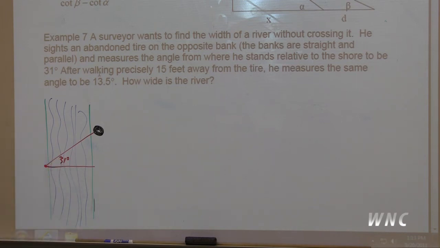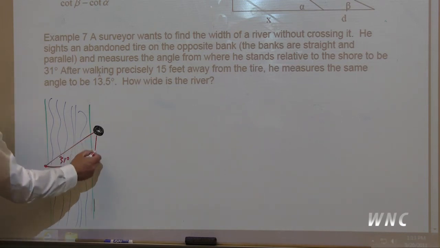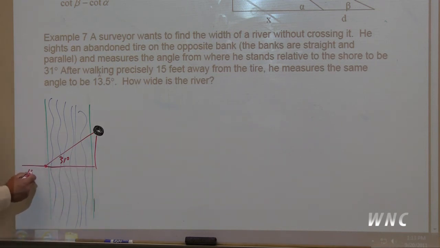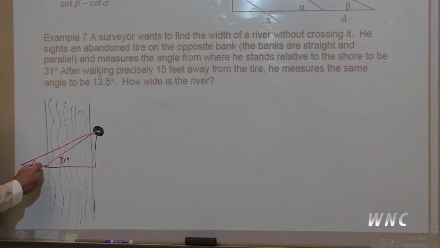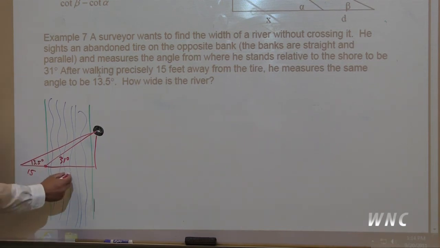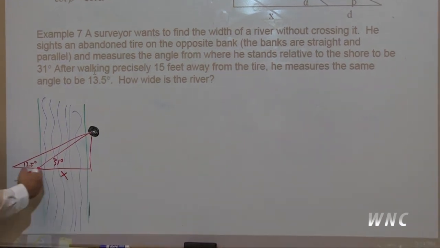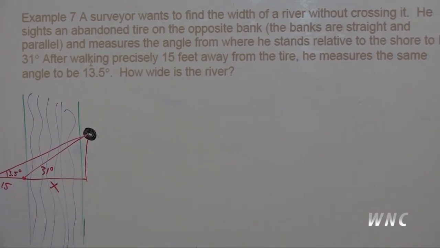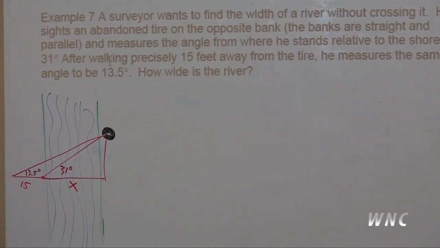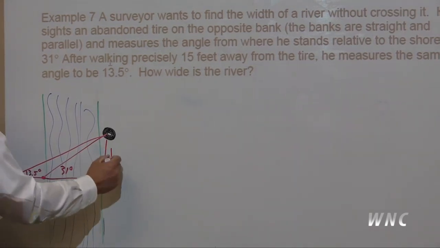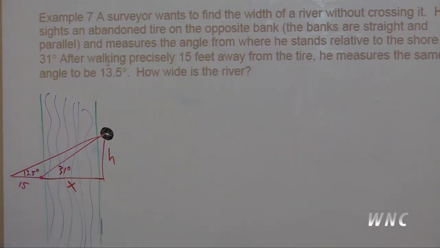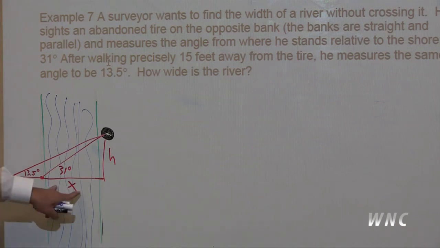Then he walks away 15 feet, and he sights it in again, the angle of that tire. And this angle comes out to be 13.5 degrees. And this is x, the distance across the river. We don't know what x is, and we don't know what h is here. So we want to know what x is. That's our ultimate goal.